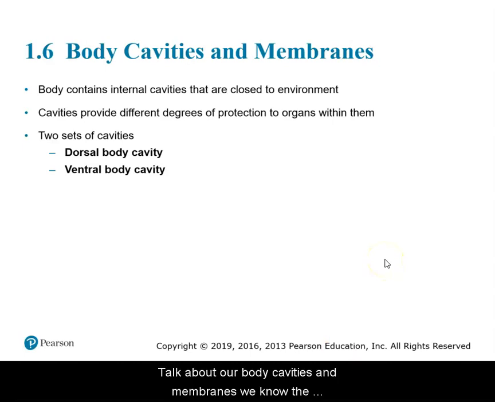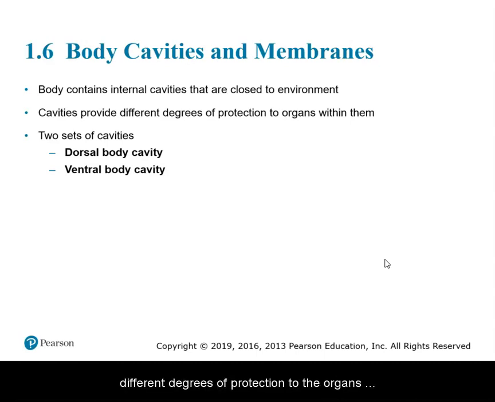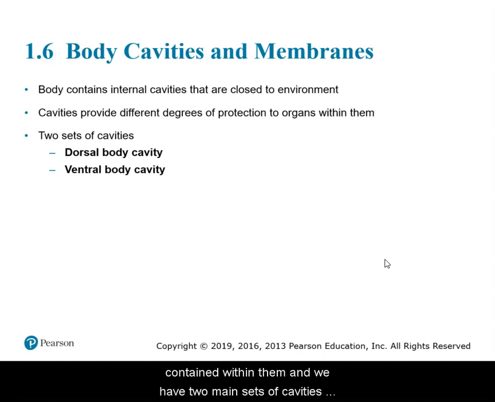Next section we're going to talk about are body cavities and membranes. We know that the body contains internal cavities that are closed to the environment. These cavities help provide different degrees of protection to the organs contained within them. We have two main sets of cavities. We have the dorsal body cavity. From our previous slides, dorsal means towards the back or posterior. And then we also have our ventral body cavity, which is located more anteriorly or towards the front.